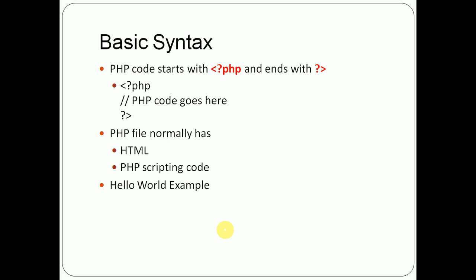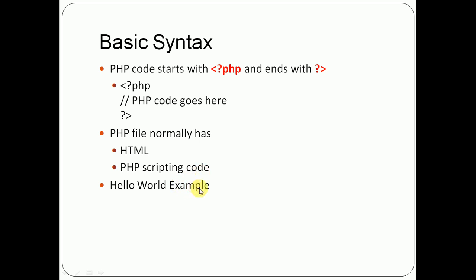So we are going to discuss the basic syntax for PHP. PHP code starts with a PHP tag like this and ends with a tag like this. So here it goes: the PHP tag is here, then you put your PHP code here, and then you close the PHP tag. A PHP file normally has HTML code and PHP scripting code.